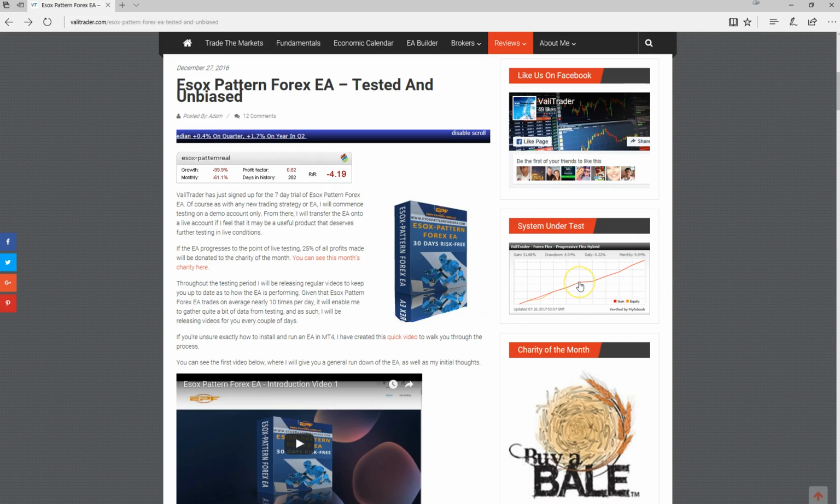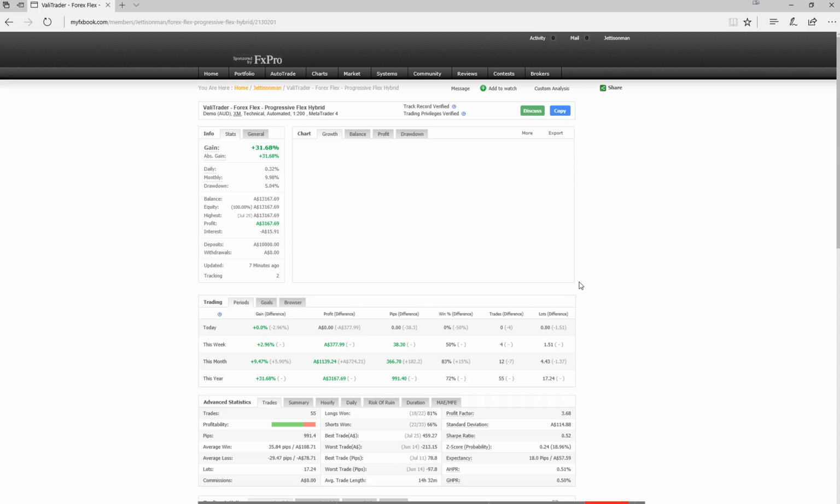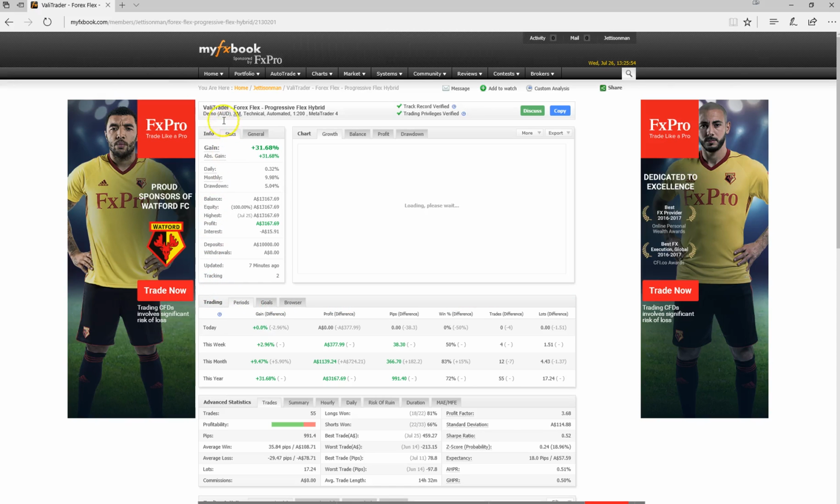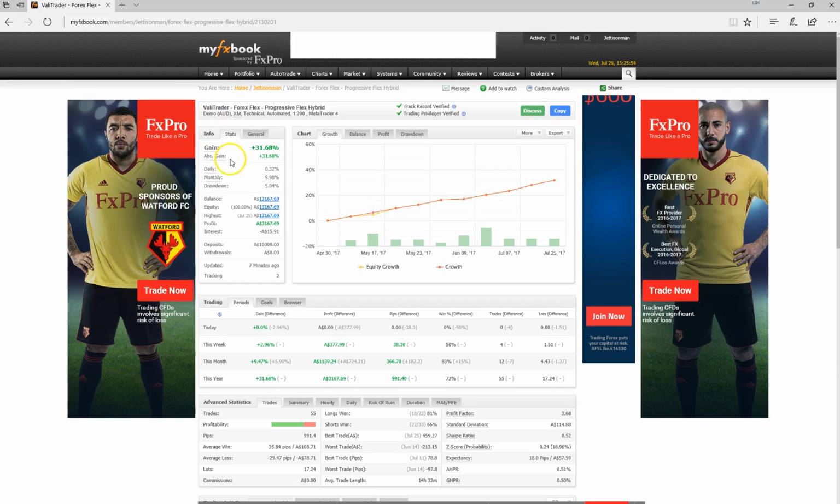And if we click on that tab there, that will take us to the MyFX book account for that system. Sorry, the internet's a bit slow at the moment. Okay, so we've been testing this system, still only on demo. We haven't quite seen enough trades for this one yet to take it to a live account.